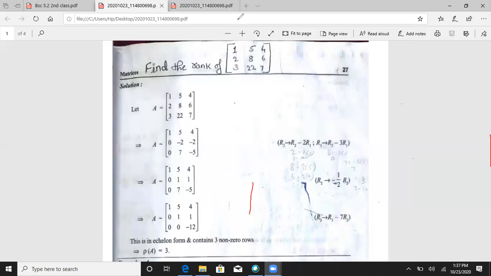See here, I operate here only. R3 is 3, that is 3 minus 3 into R1. R1 means that is the 1. So plus 3 and minus 3 is 0. Next, the second element is 9. 9 minus 3 into 3, that is 9 minus 9, is 0.